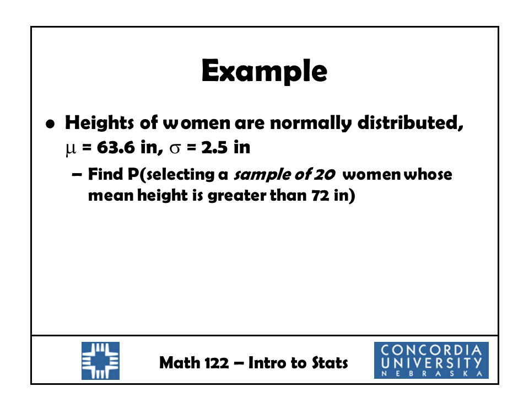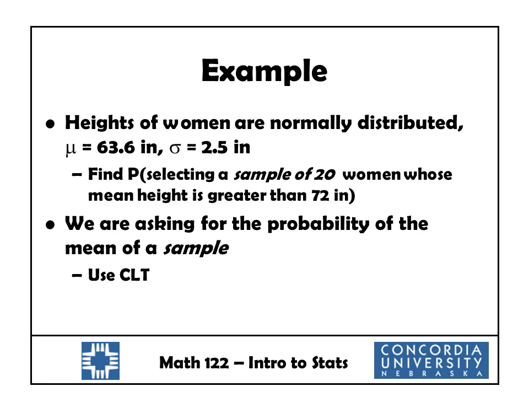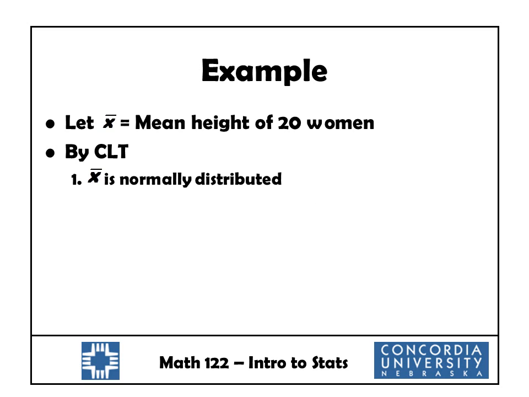To illustrate this, suppose we have a population of heights of women that are normally distributed with a mean of 63.6 and a standard deviation of 2.5. We want to find the probability of selecting a sample of 20 women whose mean height is greater than 72 inches. Notice that we're asking for the probability of the mean of a sample. Whenever we have a problem that deals with the mean of a sample, we're going to use the central limit theorem. The central limit theorem first tells us that x bar is normally distributed.